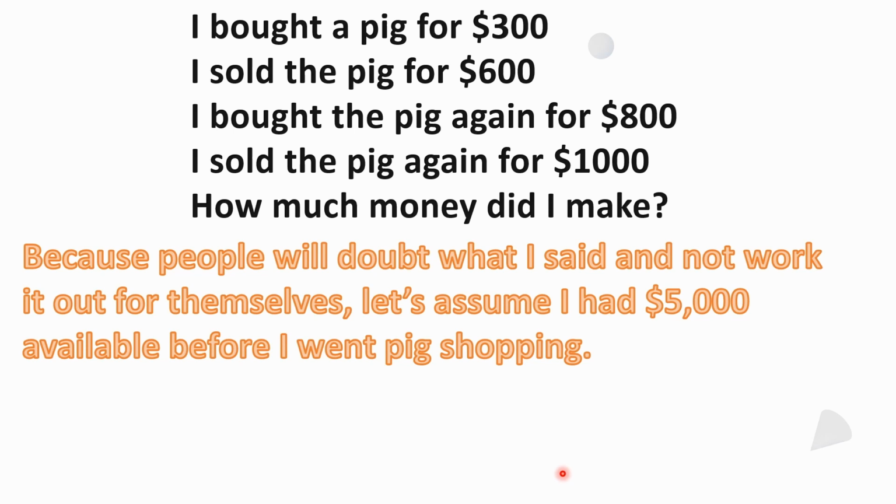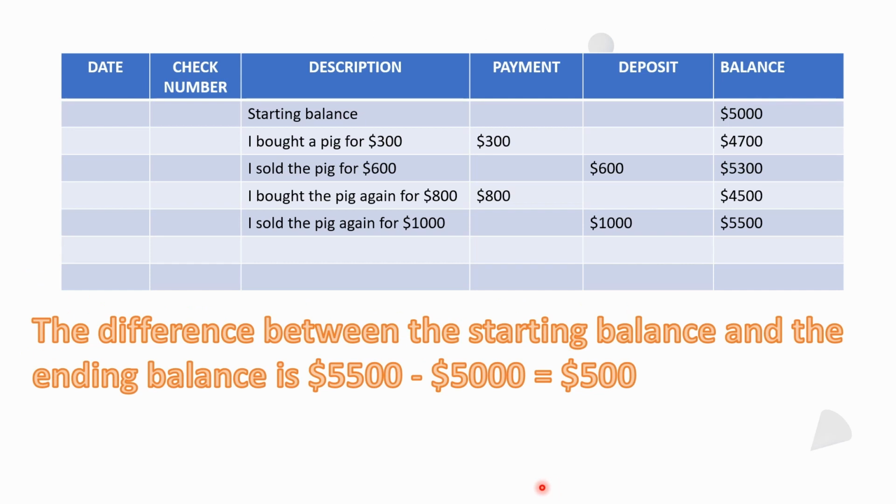Although a lot of people get this, there are people out there who are going to doubt it and are already shaking their head. They may or may not have listened to what I just said, but they're going to doubt it. So I'm going to do one more example, and let's assume I have $5,000 available before I went pig shopping. Let's look at our check register. The starting balance would be 5,000.